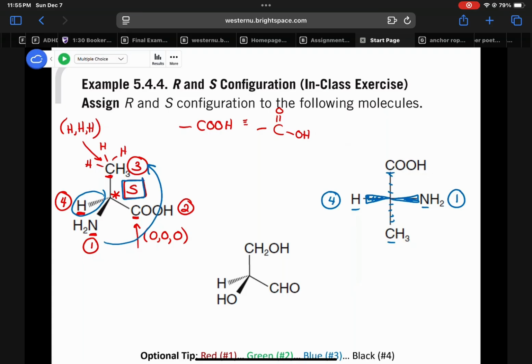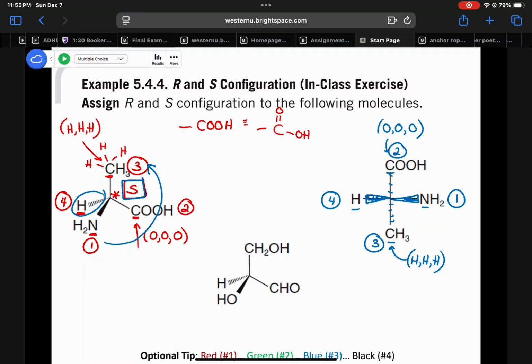Then I have a methyl group. That carbon is attached to 3 hydrogens. The carboxylic acid has a double bond to O and a single bond to O. So the OOO list wins over the one with H's. So priority 2 and priority 3. Fisher projections are much more challenging to reorient in your head to get 4 pointing away from you.